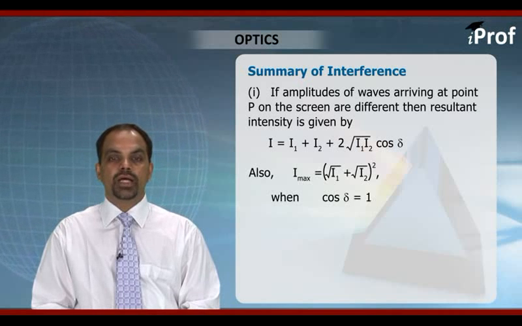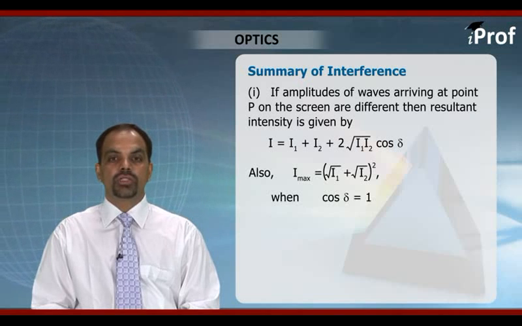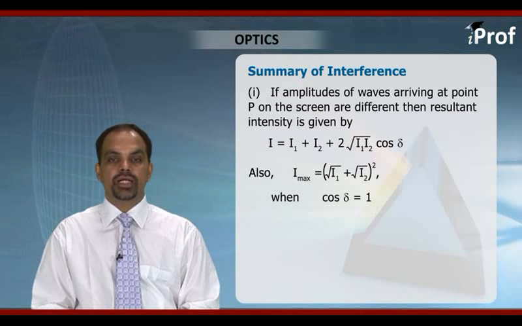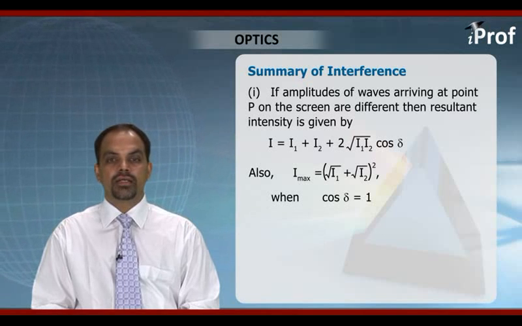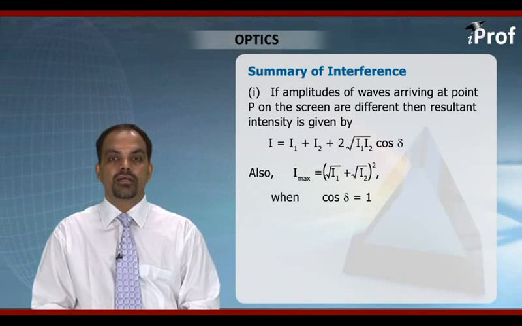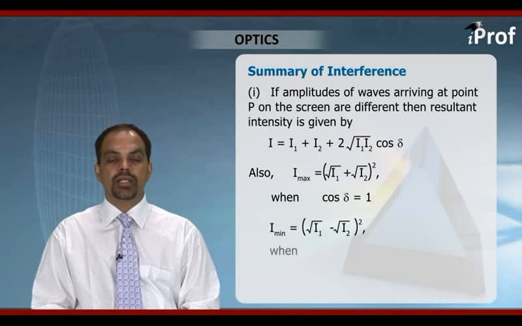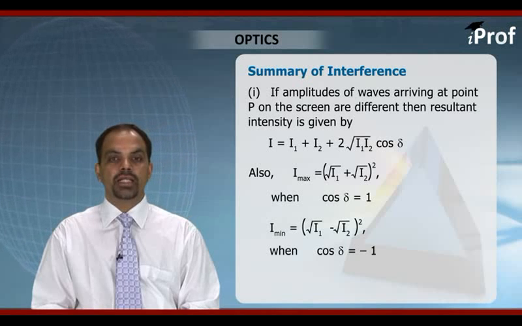Also the maximum value will be under root I1 plus under root I2 whole square, and we get this maximum intensity at points where cos delta is equal to 1. Similarly, we have minimum intensity, I minimum, as under root I1 minus under root I2 whole square, and we get this minimum intensity at points where cos delta is minus 1.